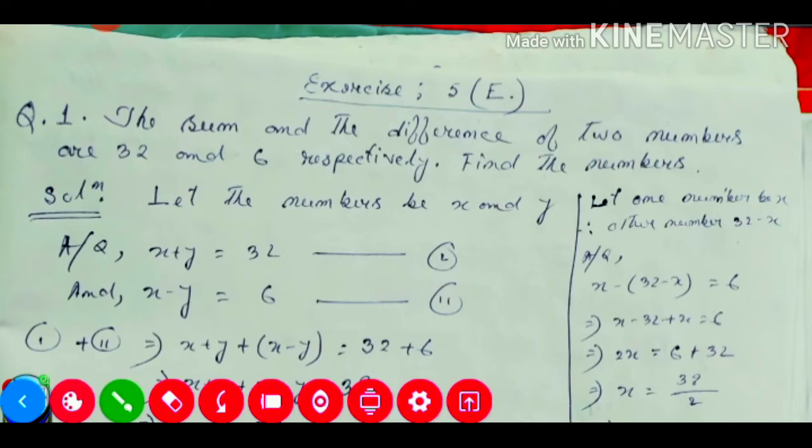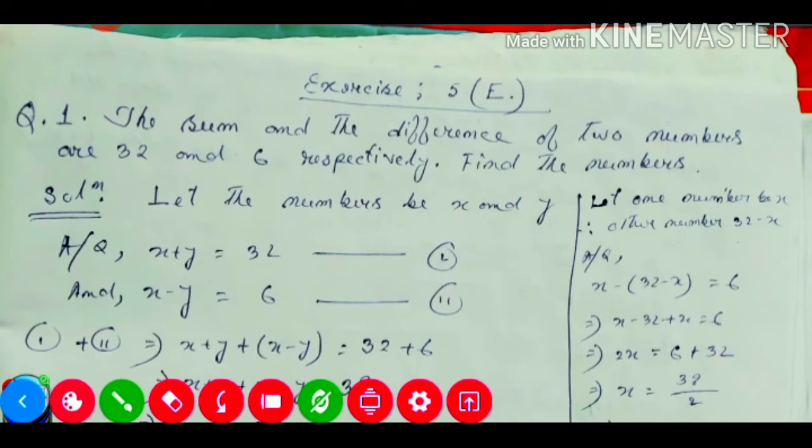So question number 1, what is given? This one you need to understand first nicely. If you understand the question, then the solution will be very easy. So the question is the sum and difference of two numbers. So two numbers are there. These two numbers we don't know. Maybe we consider the first number as x, and the second number as y.